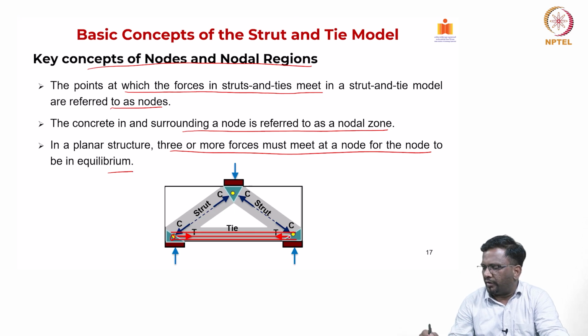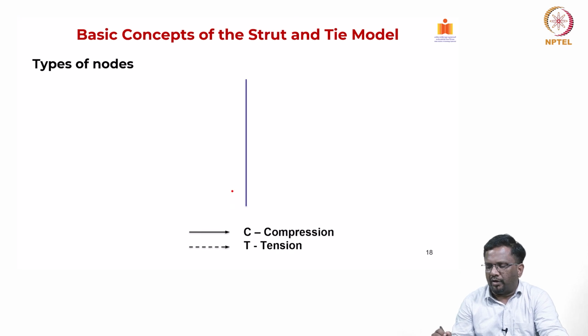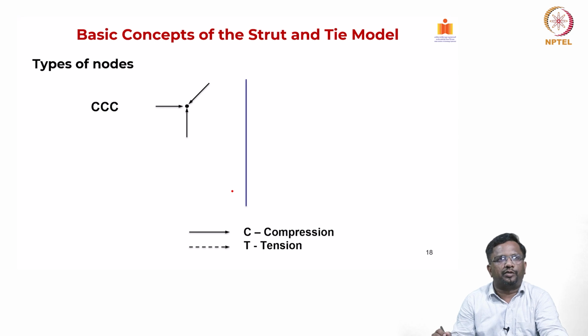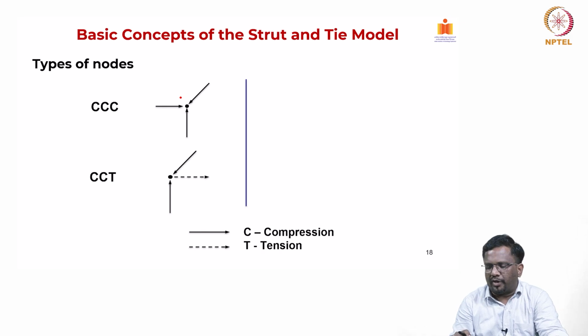Now, for example, let us look at it. All this yellow color are nodes, and the surrounding region is called nodal region. At these locations, you can look at the force flow. So, typically we have 3 types of generic force configurations in a node. You have compression, compression, compression node, and in all the 3 directions of the joint in the node, you have compression forces, or you can have compression, compression, tension. In 2 directions you have compression, the 3rd direction you have tie.